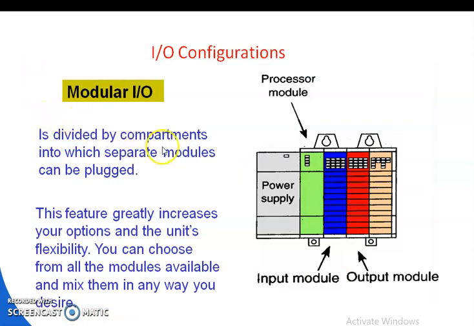Next, modular I/O. The modular I/O comprises a processor module, power supply unit, input module, and output modules. The processor module receives power from the supply line and delivers the same to the input module. The input module controls the power supply depending on the processor. The CPU, central processing unit, receives and then gives the commands to the output modules.